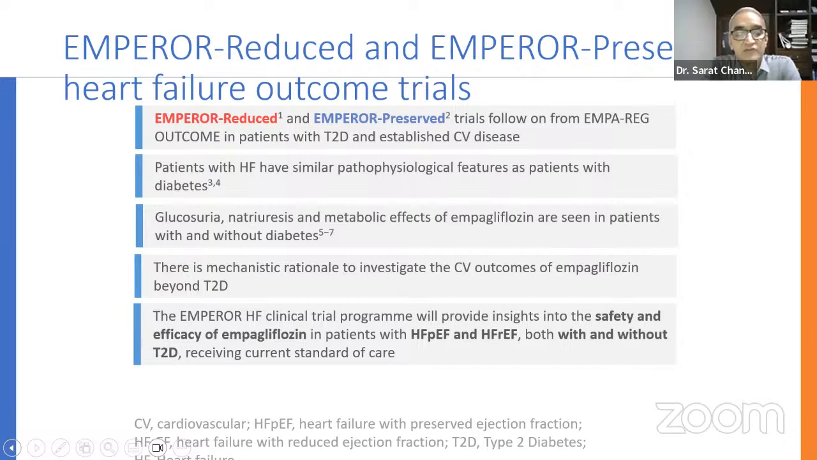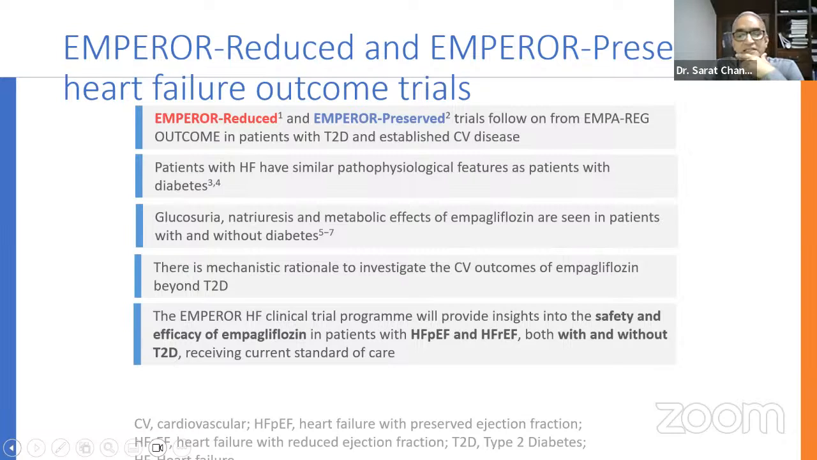These trials have in fact randomized patients without diabetes. Nearly 50% of the patients were non-diabetics. Because of the data of the EMPA-REG trial, they said let us try it in non-diabetic patients and see what happens to heart failure. Once again, the benefit is equally good. In fact, some of the numbers show that among patients who did not have diabetes, the numbers are slightly better compared to those who had diabetes.